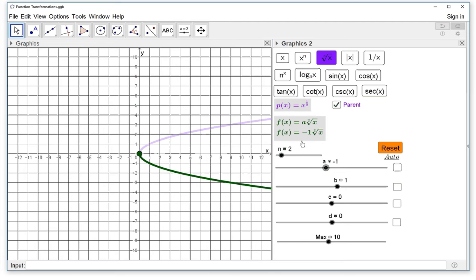Now it flips over the y-axis when we have the negative inside the square root, but it flips over the x-axis when it's on the outside. We took the square root function and flipped it vertically over the x-axis to get our new transformed function down here, the negative square root of x.